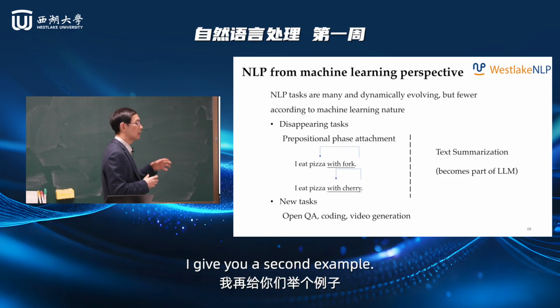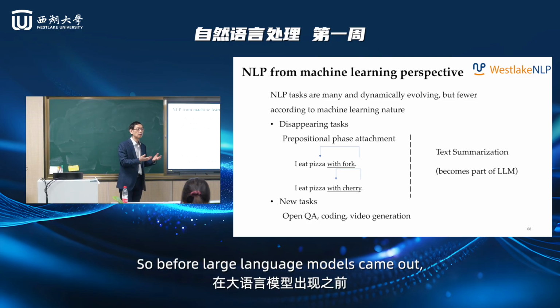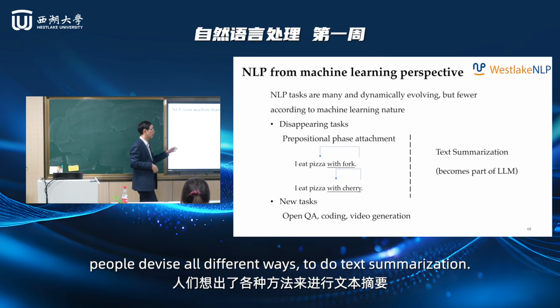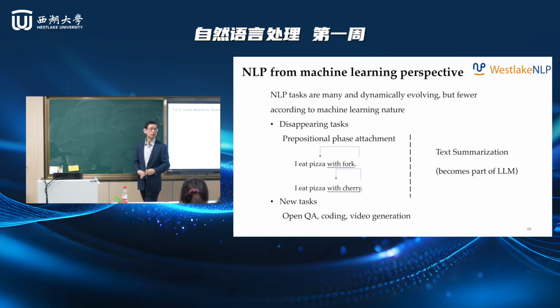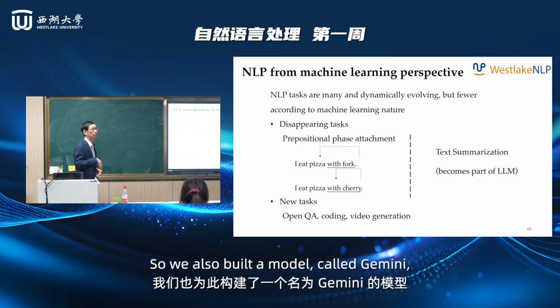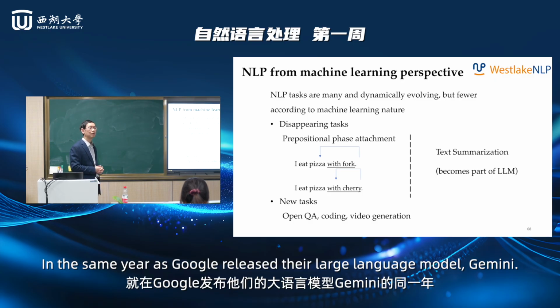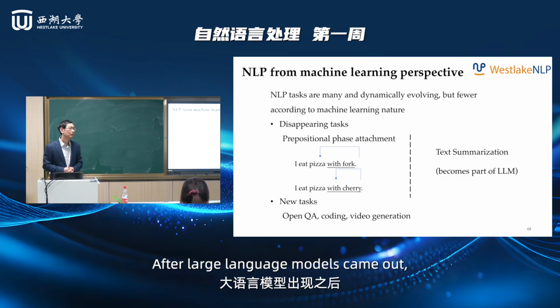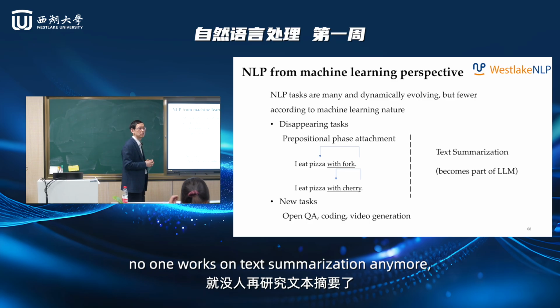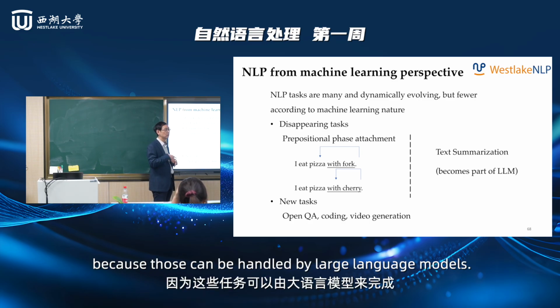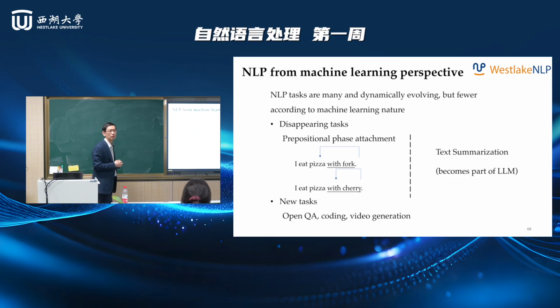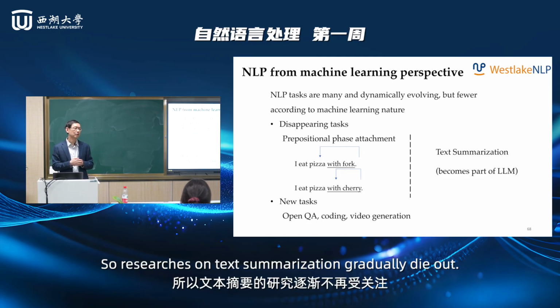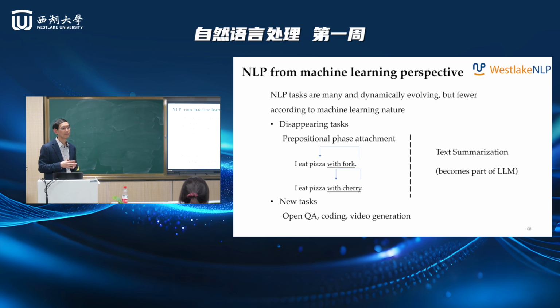I'll give you a second example. Before large language models came out, people devised all different ways to do text summarization. We also built a model called Gemini, in the same year as Google released their large language model Gemini. And after large language models came out, no one works on text summarization anymore because it can be handled by large language models. So research on text summarization gradually died out.